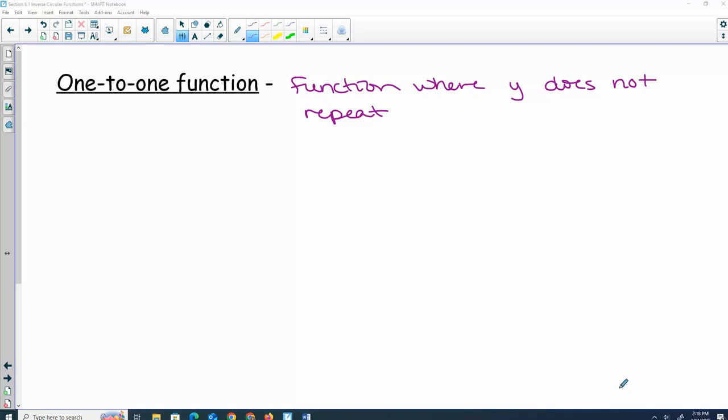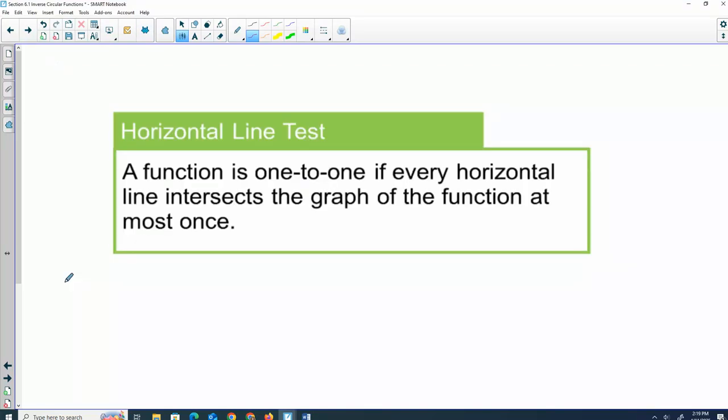1-to-1 is just anything where y doesn't repeat. Every x you put in gives you a different answer out. And remember, in algebra, we decided that things were 1-to-1 by the horizontal line test. If every horizontal line only hit the graph once, or at most once, then it was 1-to-1. If any horizontal line hit it more than once, it was not 1-to-1.